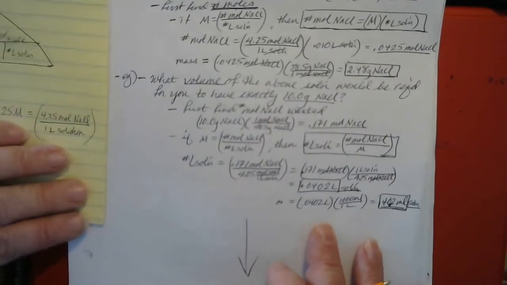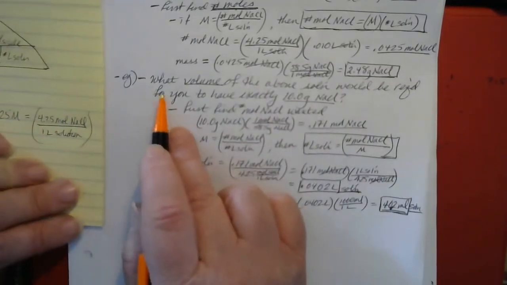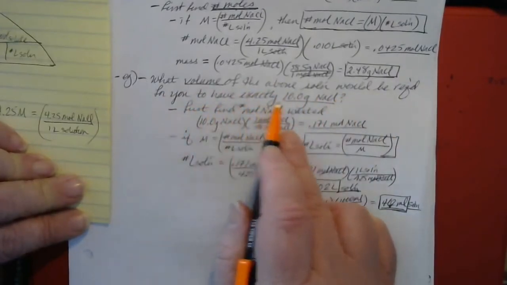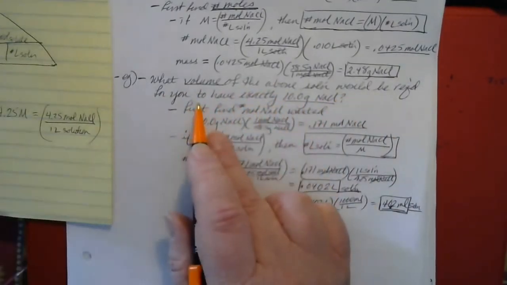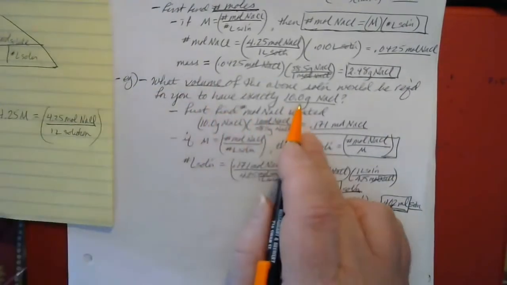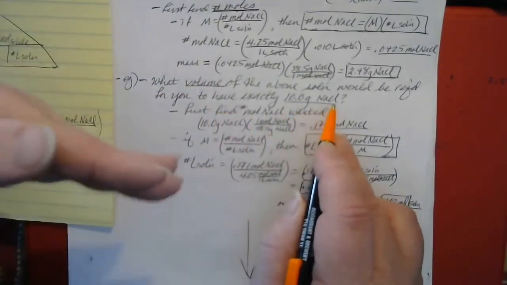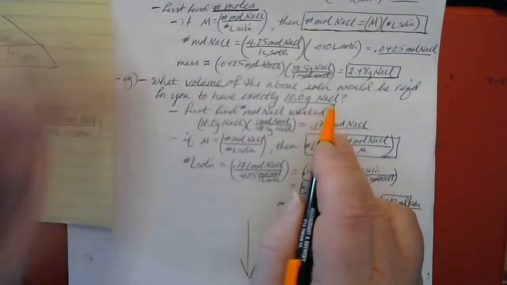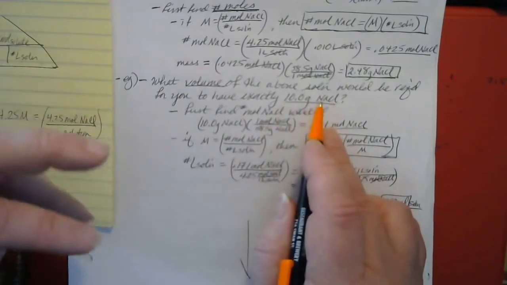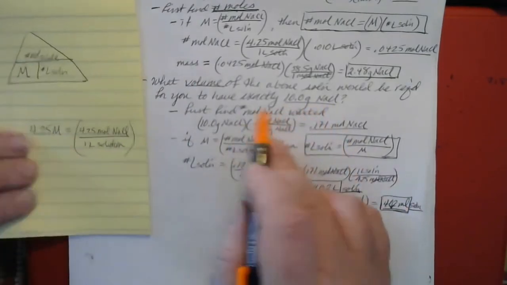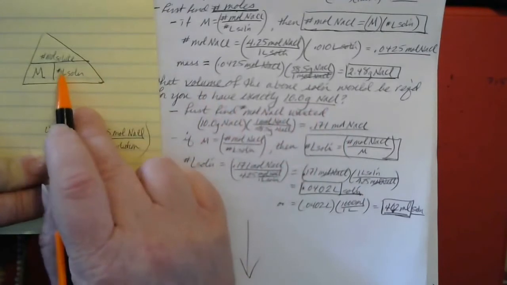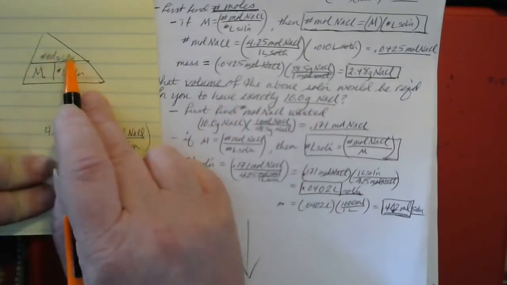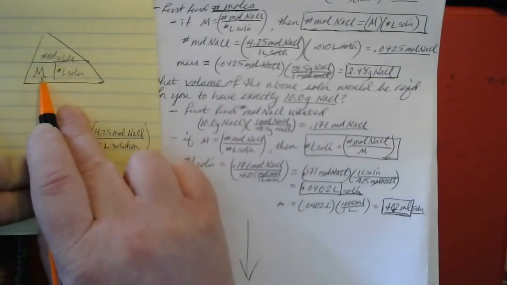All right, just one other quick example. What volume of the above solution would be required if you wanted to use exactly 10 grams of sodium chloride? So a certain volume of that solution will contain 10 grams of sodium chloride. That's the question. So volume, in other words liters in this rendering, would be equal to the number of moles divided by molarity.